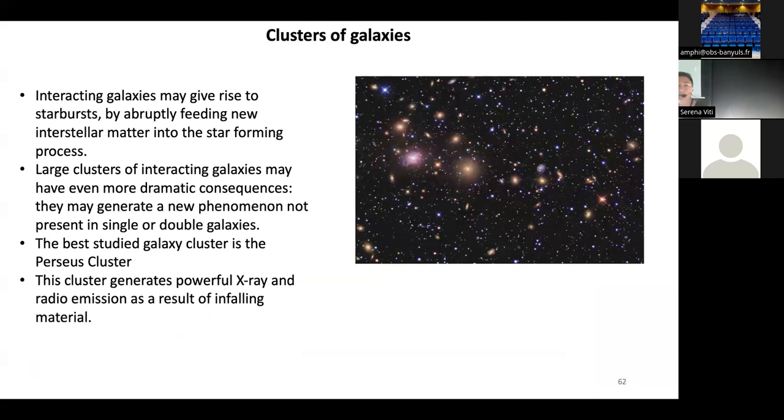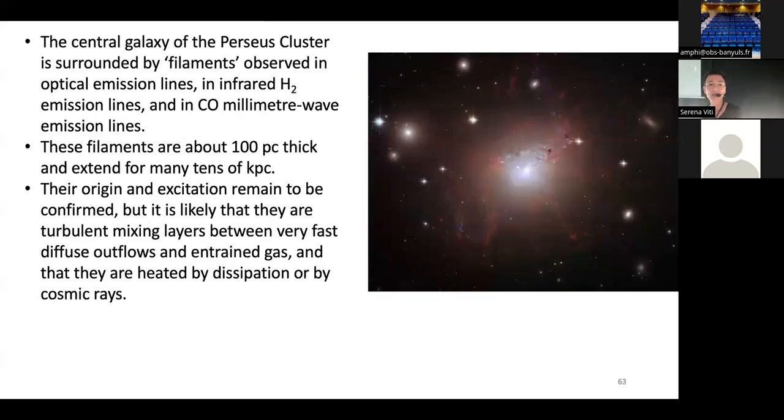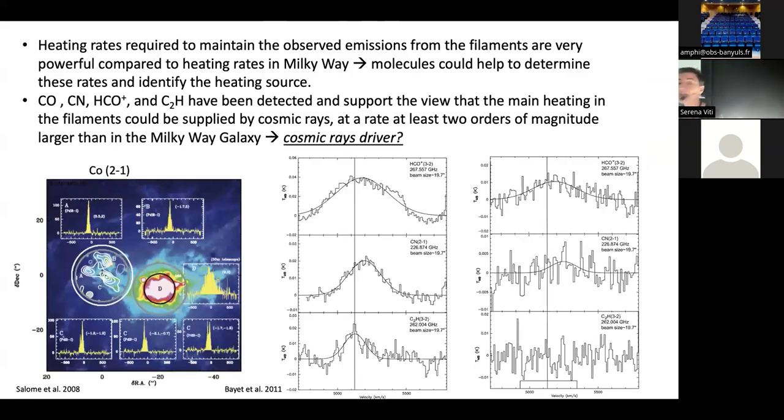Okay, and another important topic that is only becoming really interesting from a molecular point of view in recent years is studying clusters of galaxies. One of the most important ones is the Perseus cluster, and they're interesting because it's a cluster of galaxies, so you can imagine that the energetic processes are quite high. And again, in recent years, we've observed it in CO, and we also observed it in HCO+, CN, C2H. Again, I'm putting the slides here for your reference for later.